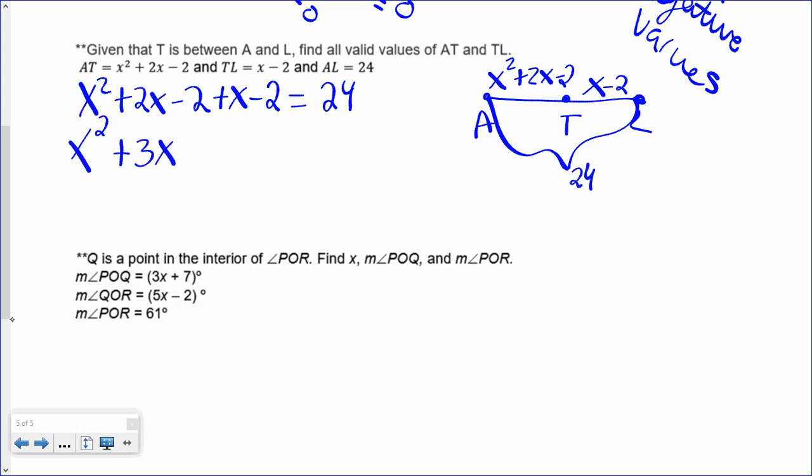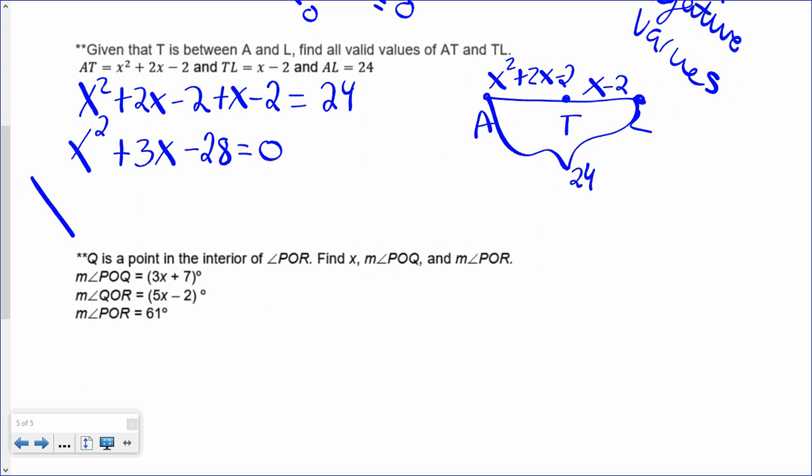X squared plus 3x, then what? I have a negative 2, a negative 2, and then a 24 on the other side. I want them all together. Negative 28. Alright, make sure you have 0 on one side, everything on the other side.